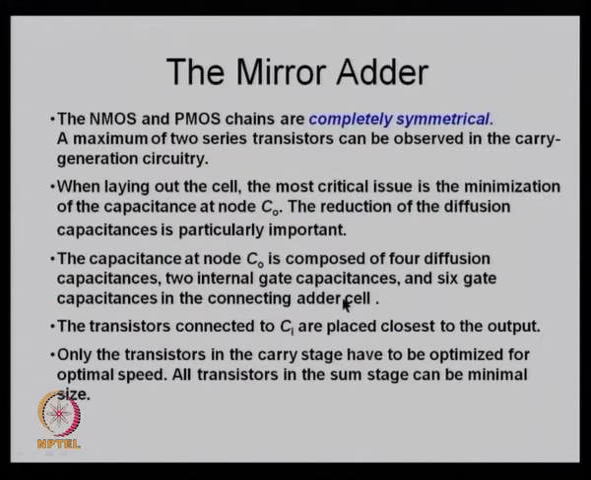So, in the case of capacitance, the node C0 is composed of 4 diffusion capacitances, 2 internal gate capacitances and 6 gate capacitances in connecting an adder cell. Now, this means the larger the value of capacitance at a node, the higher the time taken to charge or discharge, and therefore speed will be reduced.